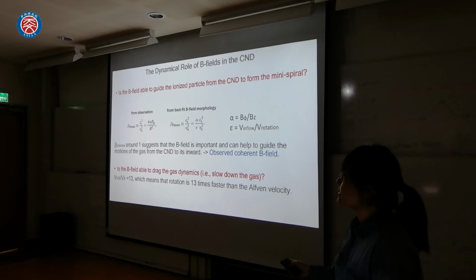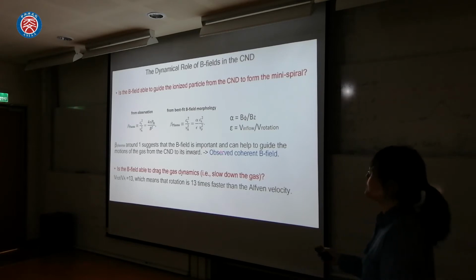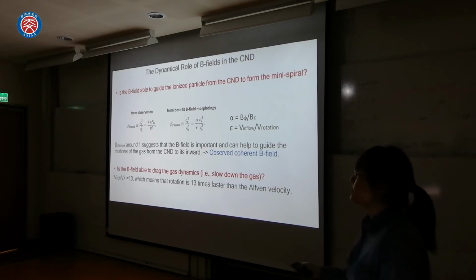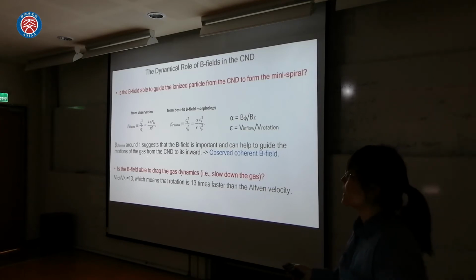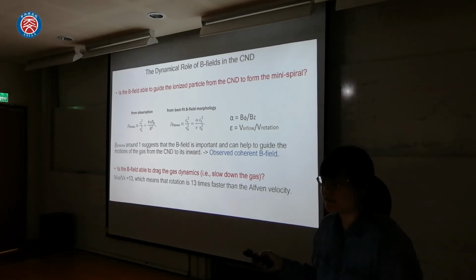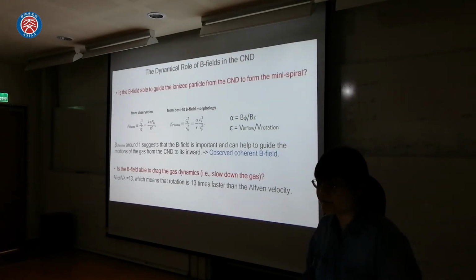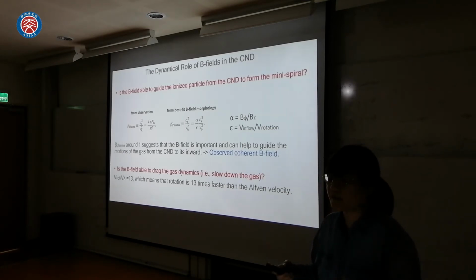So the best fit model will also give us the best fit plasma parameter. This plasma parameter is about 1. That suggests that the B field is important and can help to guide the motion of the partially ionized gas from CND inward. So that means the structure of this accretion material is not statistically random, but is under some kind of physics. If we know the geometry of the magnetic field configuration, we can actually predict the geometry of infall here.